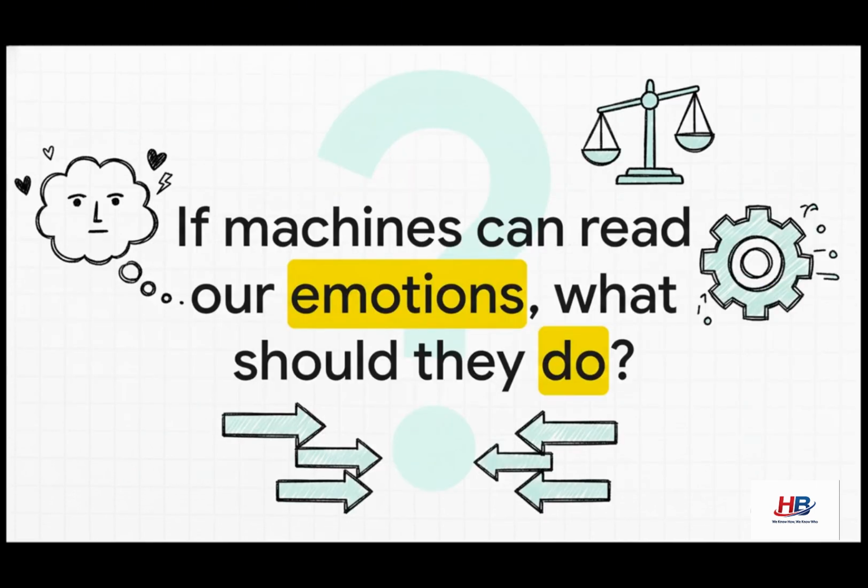And all of this leaves us with a final, pretty big question to think about. We've seen how all this is done, but it brings up a much bigger idea. If we can successfully teach machines to read and quantify our emotions, what are the rules for how they should use that knowledge? It's definitely something to chew on.